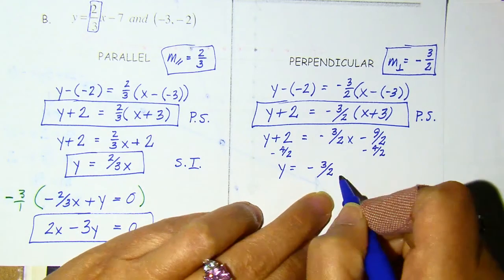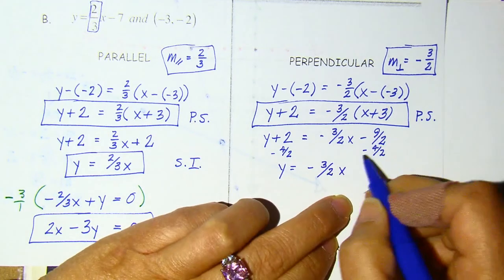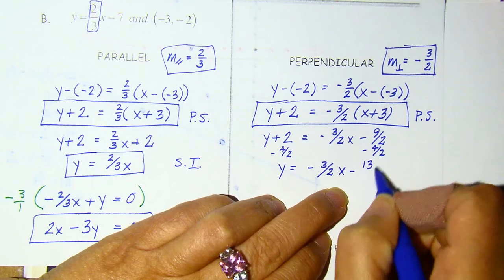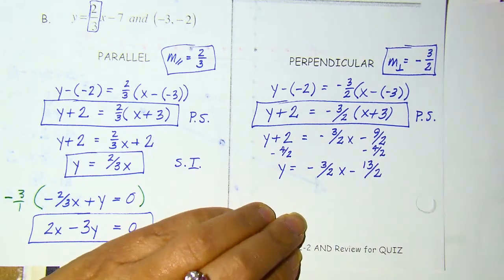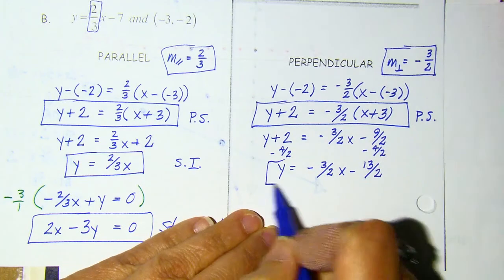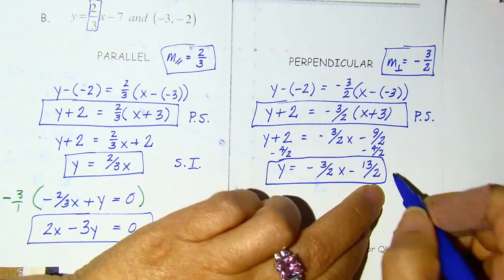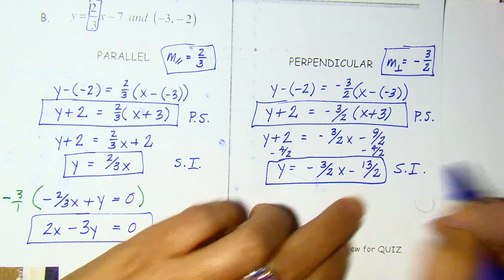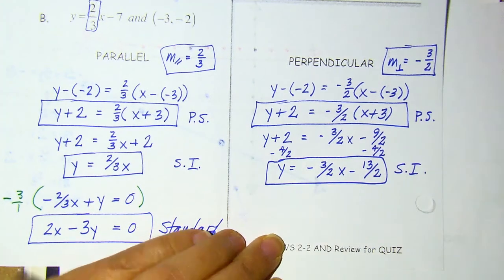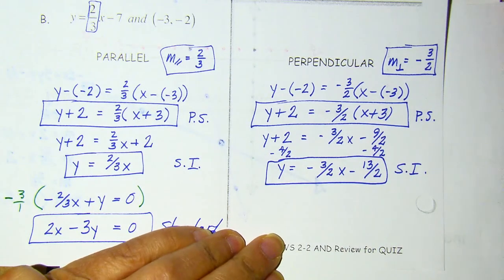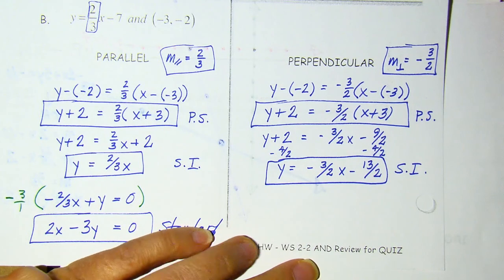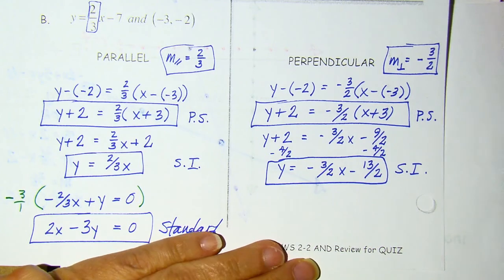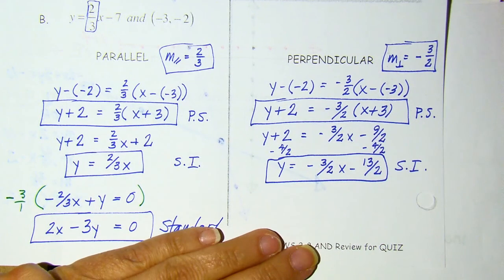-3 over 2 times x. Now, -9/2 subtract 4/2 is -13/2. I know, weird fractions. All right, this is my slope-intercept form because I see the slope and I see the y-intercept. 13/2. Don't be afraid of it. It's just 6.5. But, folks, I do not want decimals, okay? You have to give me fractions.